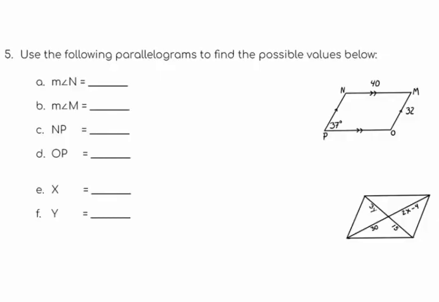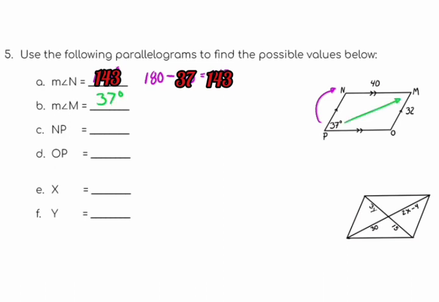Problem 5 looks pretty big, but there's not a lot of math. The measure of angle n is based off the measure of angle p. Since both those angles have to add up to 180, 180 minus the 35 gives you 145 degrees. In a parallelogram, opposite angles are equal. So if one angle is 37, the opposite angle is 37. So the measurement of angle m is 37.